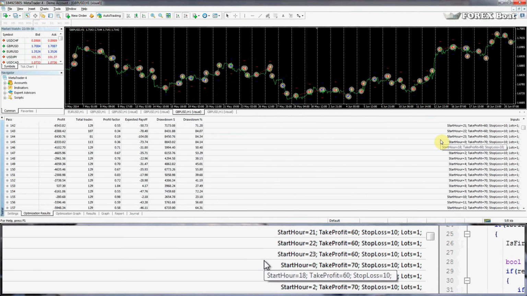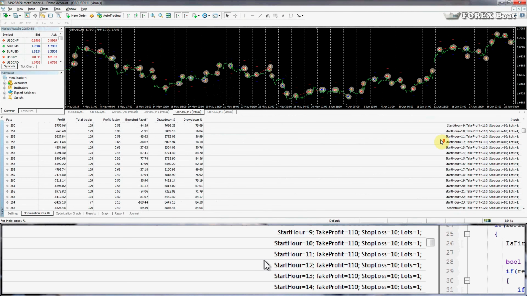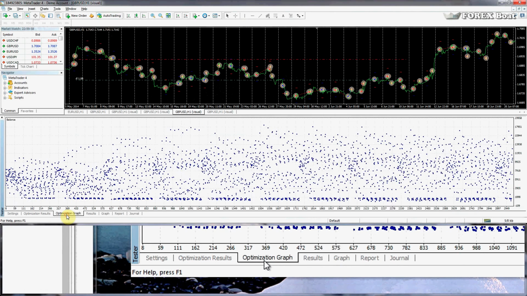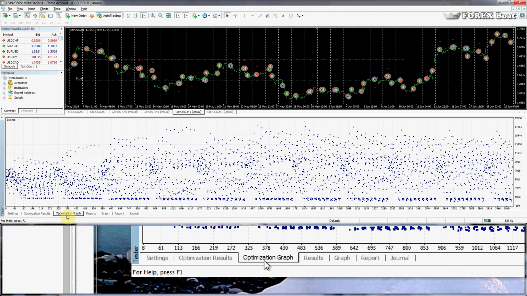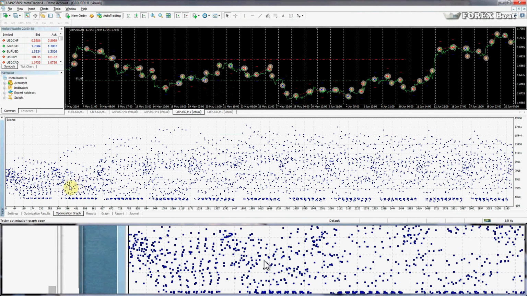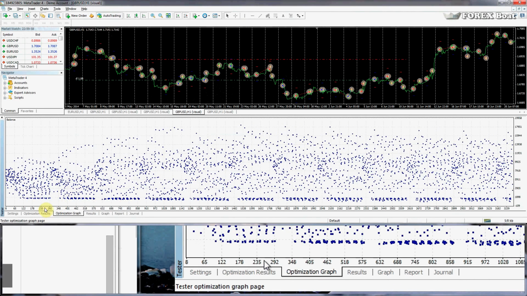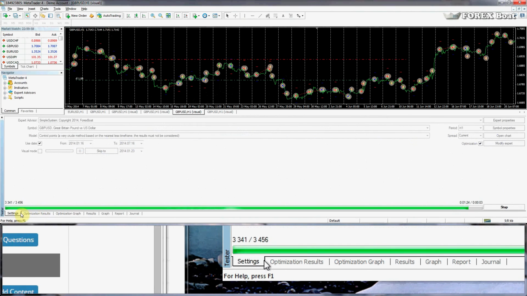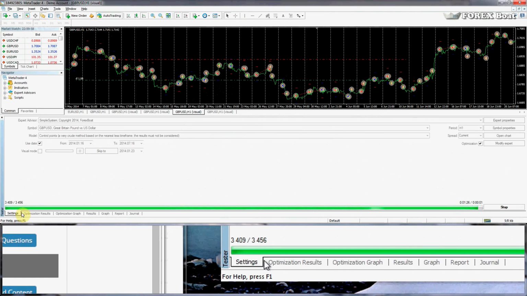So basically it's just running through all possible combinations of those parameters as we set them. And so it's going to get to 120, and then stop loss is going to go up to 20 and starts again. So that's exactly what you're seeing on the chart. These blue dots are every single result of those combinations. All right, so we're nearly finished.